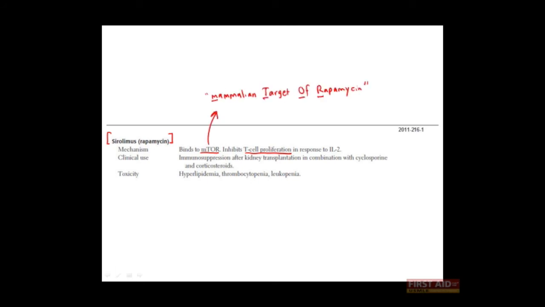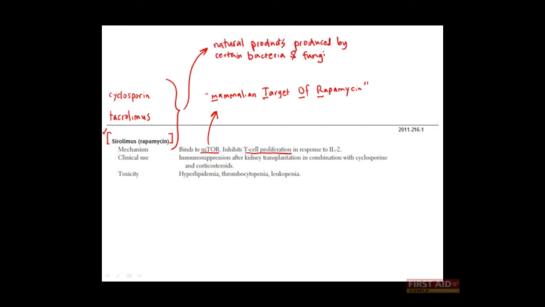Because this protein was discovered only after rapamycin was being put to use. The final thing that I'll mention here is that all three of our immunosuppressants, sirolimus or rapamycin, tacrolimus, and cyclosporin, are in fact products which are produced by certain bacteria and fungi. And hopefully this will help you remember that these three drugs are related and that they're all immunosuppressants.